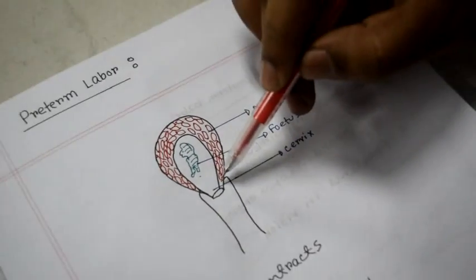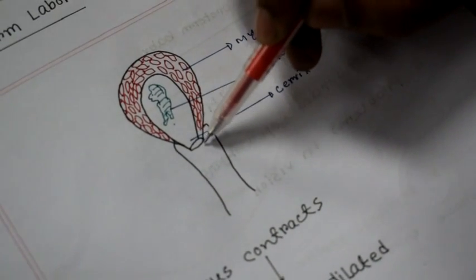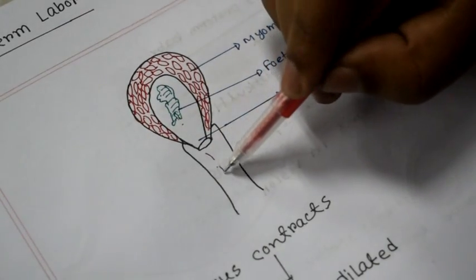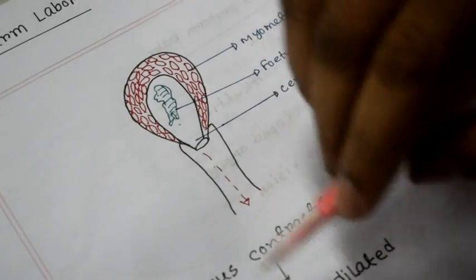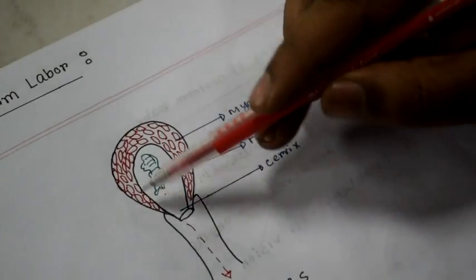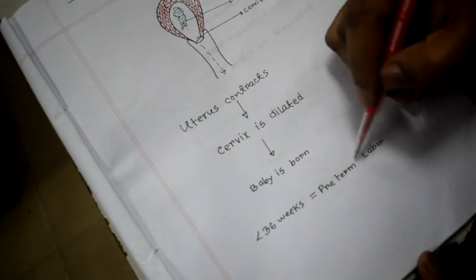Third use is preterm labor. So what happens in labor? In labor, first there is regular uterine contraction. When the uterus contracts, the cervix dilates, and when the cervix is dilated, the baby is expelled from the uterus through the birth canal, or we can say the baby is born. But if this regular uterine contraction, or labor, starts before 36 weeks, we call it preterm labor.